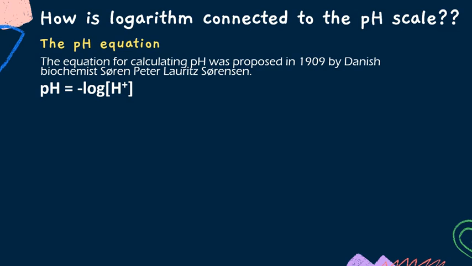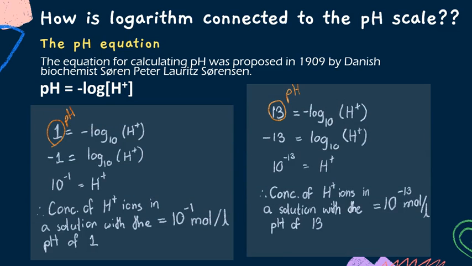Here's a little history lesson. This equation was first proposed by a Danish biochemist, Søren Peter Lauritz Sørensen, in 1909. And by using this equation, we can find the concentration of H plus ions in a particular solution. For example, here are worked examples of how the concentration of H plus ions is found.